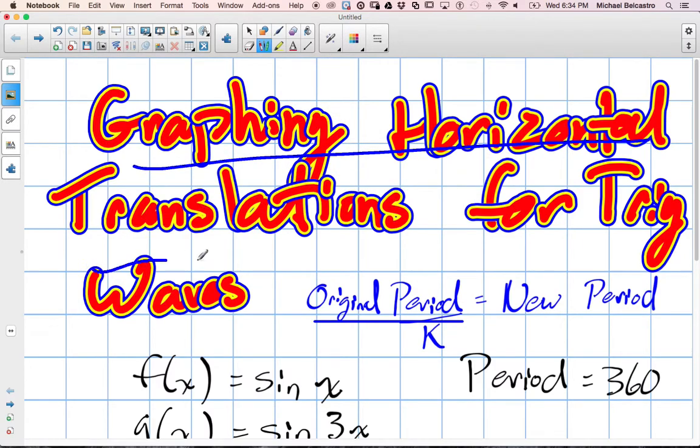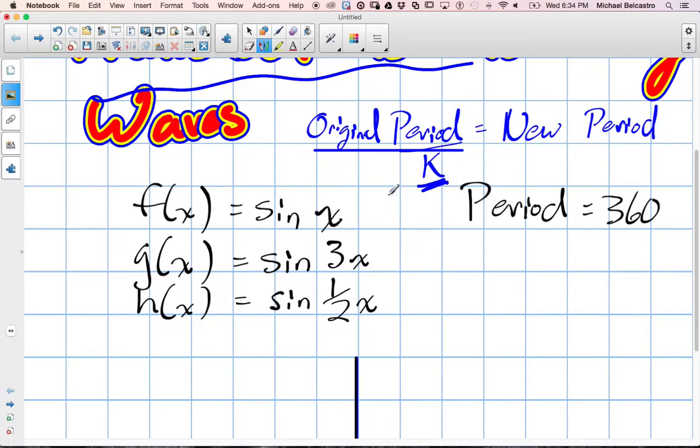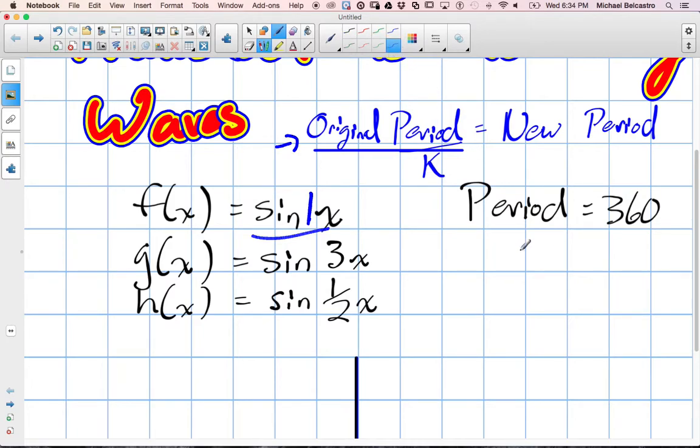We're going to graph a horizontal translation for a trig wave. So a horizontal translation is the k value. The k value in your parent function sine x is technically 1. So in other words, we've got this little formula here: the old or original period divided by your k value is equal to the new period.